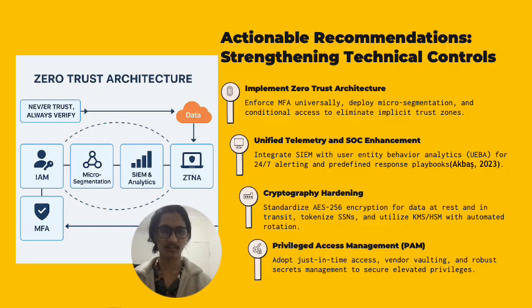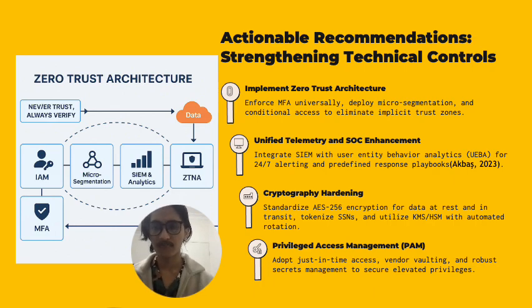So there's my other slide. It says the actionable recommendations, strengthening technical controls. Firstly, there's a picture here. You can see zero trust architecture, like how everything is in a circle of analytics, microsegmentation, IAM, MFA, and ZTNA. And the first one, I can say, implement zero trust architecture. While explaining this topic, we can say apply MFA, microsegmentation, and conditional access. The second one is unified telemetry and SOC enhancement.